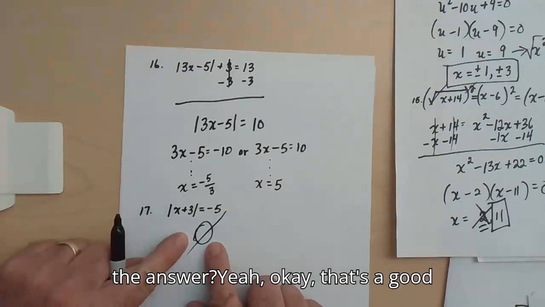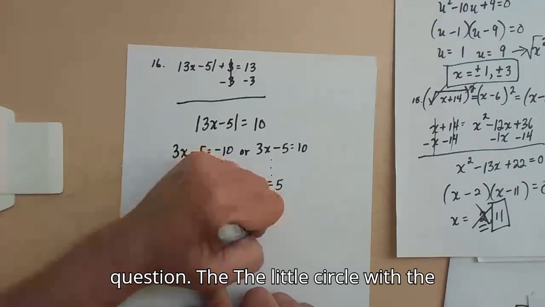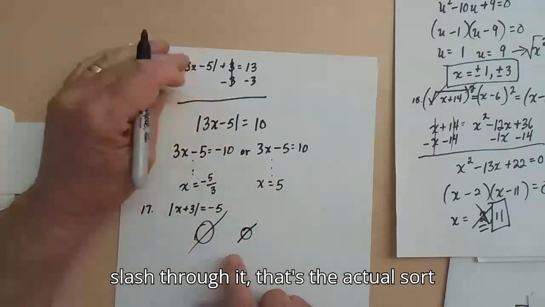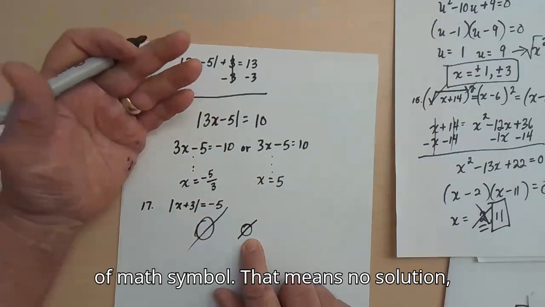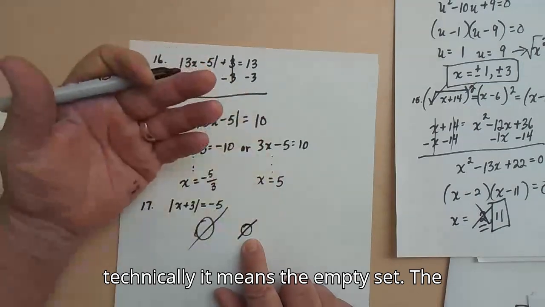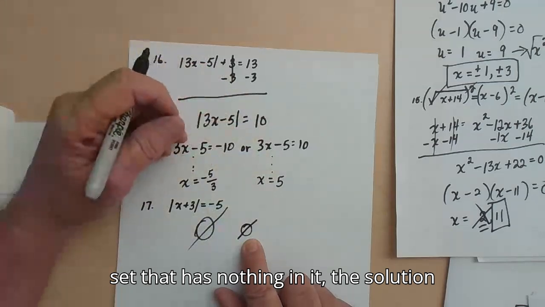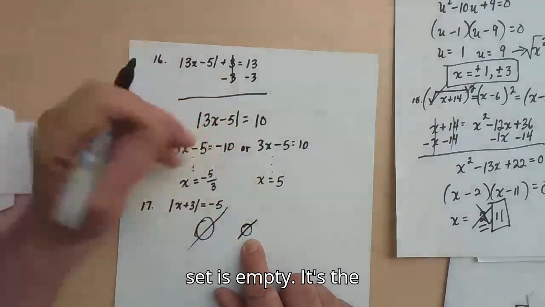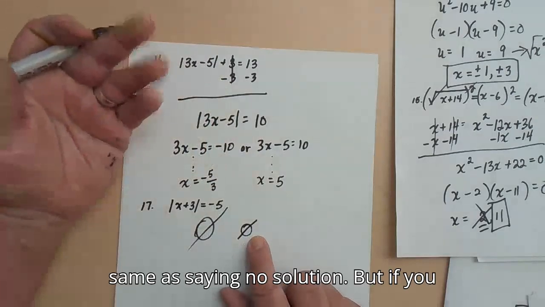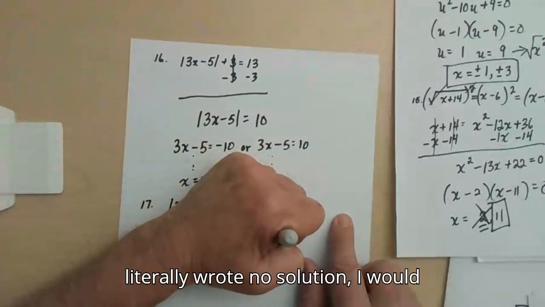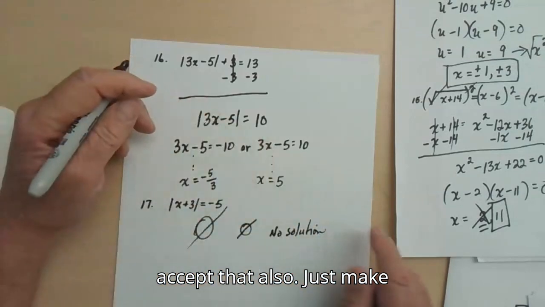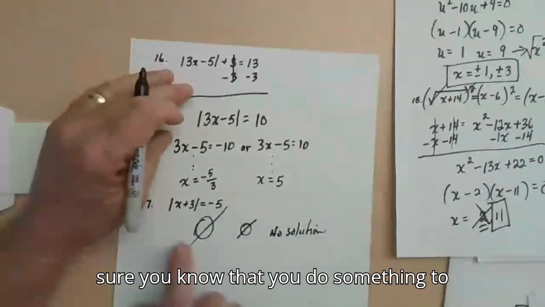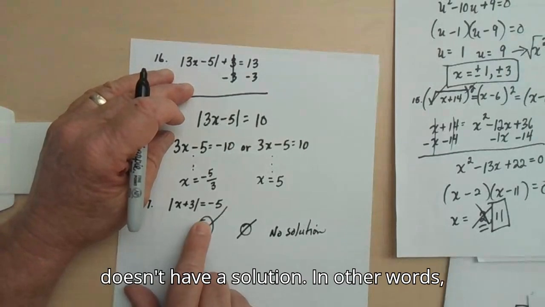Yeah, okay, that's a good question. The little circle with the slash through it, that's the actual math symbol that means no solution. Technically, it means the empty set, the set that has nothing in it. The solution set is empty. It's the same as saying no solution. But if you literally wrote no solution, I would accept that also. Just make sure that you do something to let me know that this doesn't have a solution.